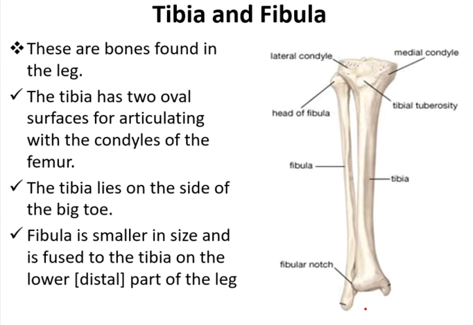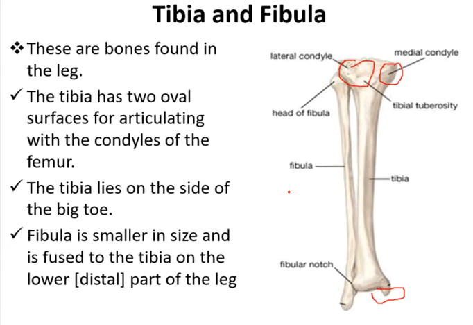Let's look at the tibia and fibula, and these bones are found in the leg. The tibia has two oval surfaces, as you can see here, which articulate with the condyles of the femur. Let's see, we talked about the femur and we said they have rounded knobs called condyles. They articulate with the oval surfaces of the tibia. Now the tibia lies on the side of the big toe, this side, the big toe here.